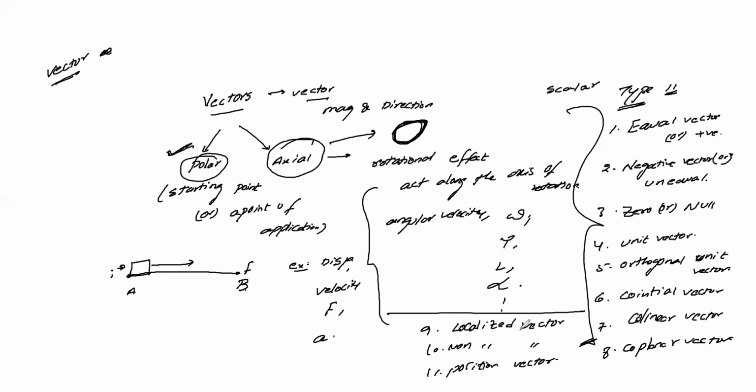Basically, a vector is split into two things: polar and axial. Polar is related to straight line, axial is related to rotational motion. Depending upon these two terms, the vectors are split, and all are of 11 types.